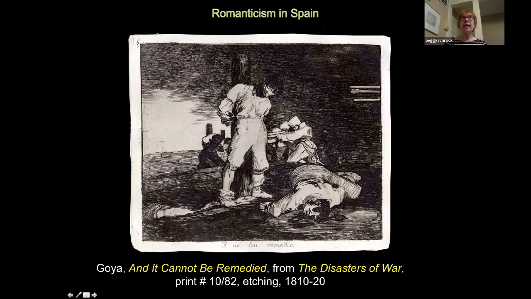Between 1808 and 1814, the French troops were in Spain, and the Spanish fought them like no one else in Europe. And there were terrible atrocities on both sides, and it kept going back and forth, getting worse and worse. And Goya did a huge series of 82 etchings called The Disasters of War. They're his most famous works. And this is one of them.